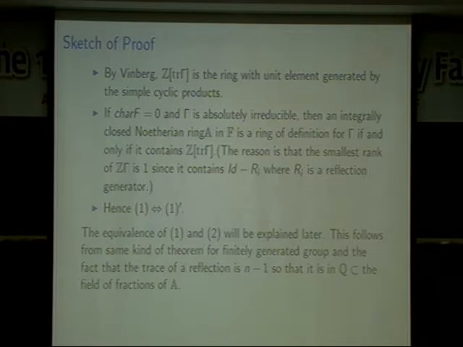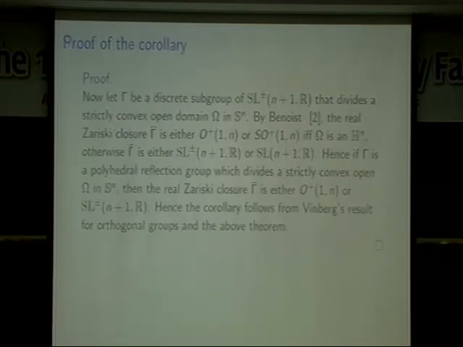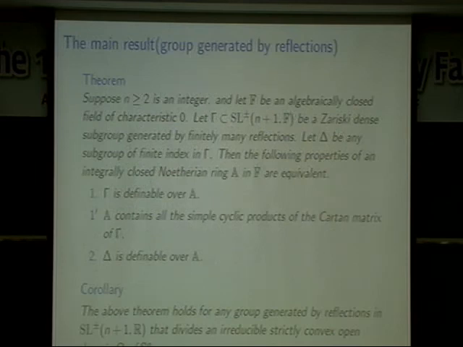And this follows from the same kind of theorem for finite representative group, and the fact that the trace of reflection is n minus 1. So this trace is in Q, which is in the field of fractions of A. So this is the proof of the corollary. This corollary says this theorem holds for any group generated by reflections in SL plus minus n plus 1 R that divides an irreducible strictly convex open domain.